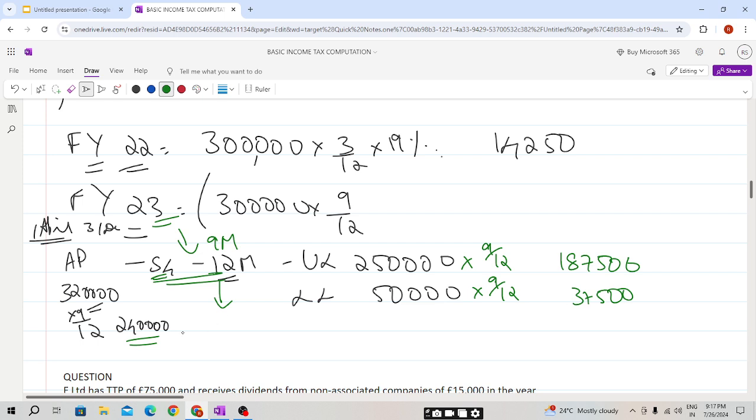Now the augmented profit is above the upper limit, so it will be taxed at the main rate, that is 25. So we will be getting the same answer, 56,250. I hope this is clear. We'll get the same answer.